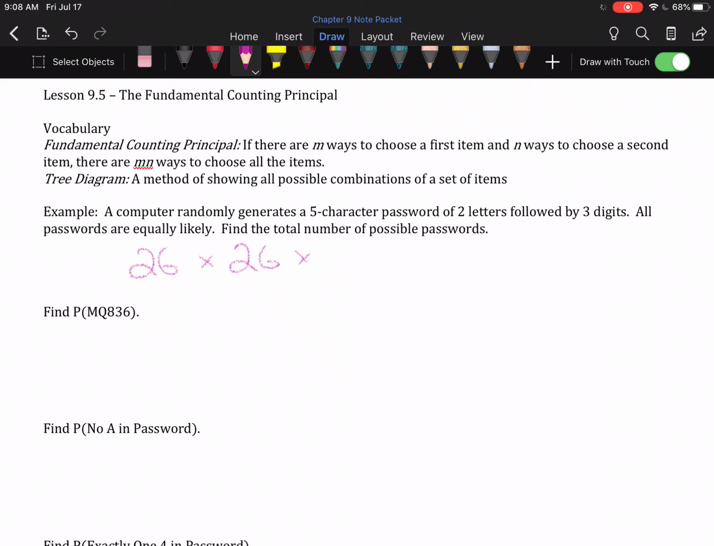The last 3 things are digits. Digits are 0, 1, 2, 3, 4, 5, 6, 7, 8, and 9. So there are 10 of them. So you've got 10 digits to choose from for the third, the fourth, and the fifth position. To figure out the total number of possible passwords, we just have to do all this multiplication: 26 times 26 times 10 times 10 times 10. And that is 676,000. Nice big number.